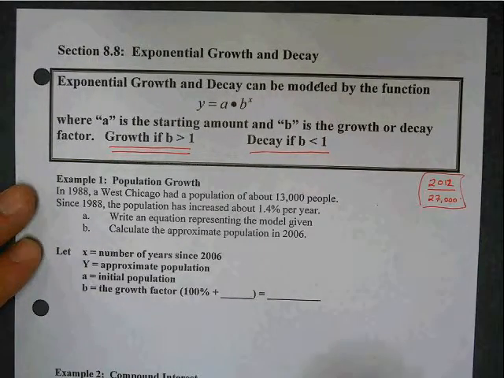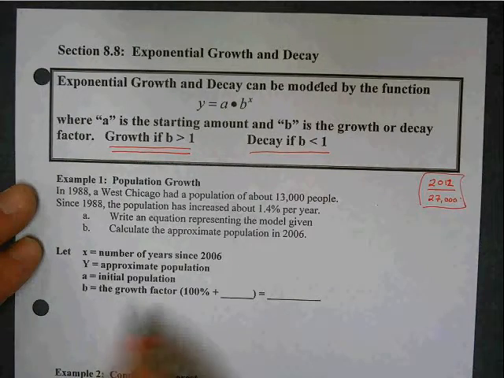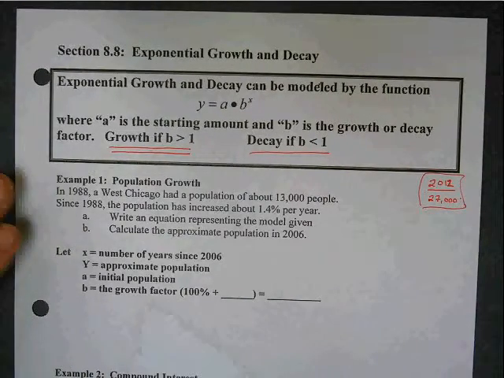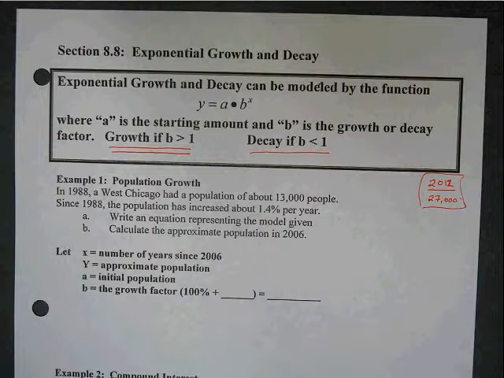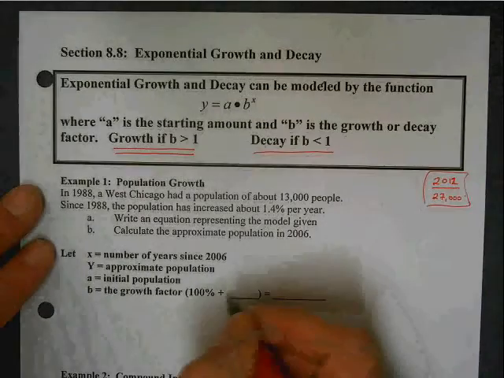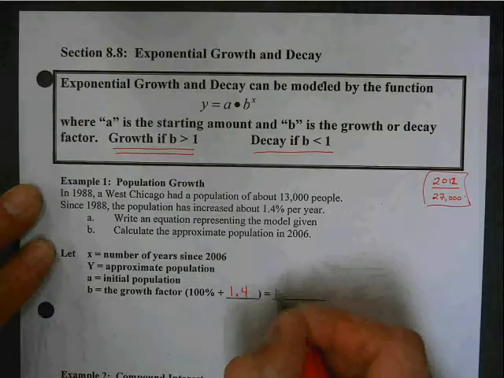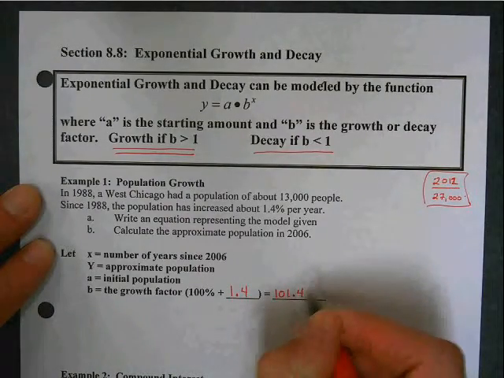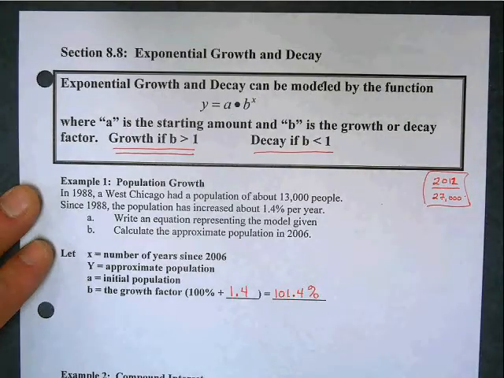So here's what we do. We have to figure out what is the growth factor. Now, would you agree that when we increase the population, it's going to be over 100? Okay, it's increasing by 1.4%. So I'm going to take 100 and I'm going to add what to that? 1.4. So stick 1.4 in there, giving me 101.4%.